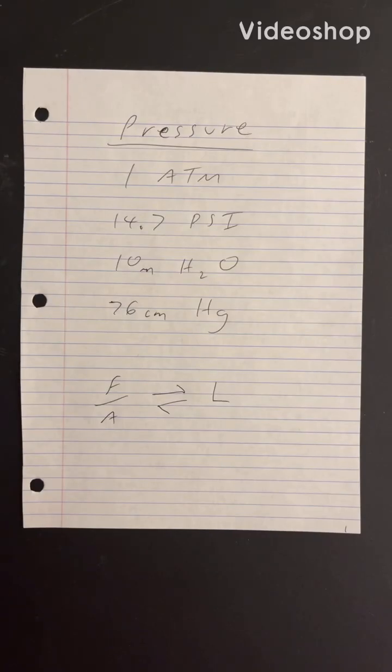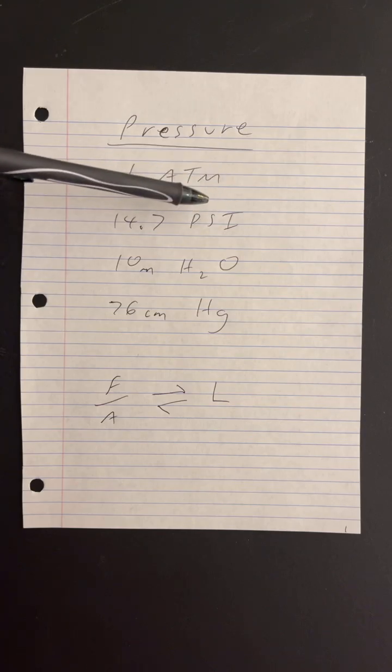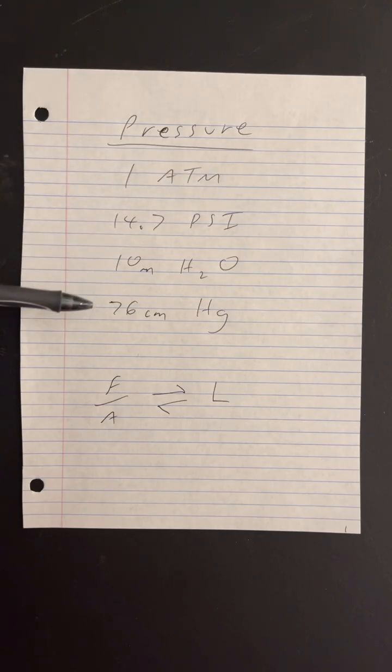Units of pressure come in two forms: force per area and length. So 1 atmosphere of pressure can be 14.7 psi, pounds per square inch, which is force per area, or it can be 10 meters of water or 76 centimeters of mercury. Here's how to derive the formula to convert back and forth between force per area and length. Pause the video if you want to figure it out for yourself.